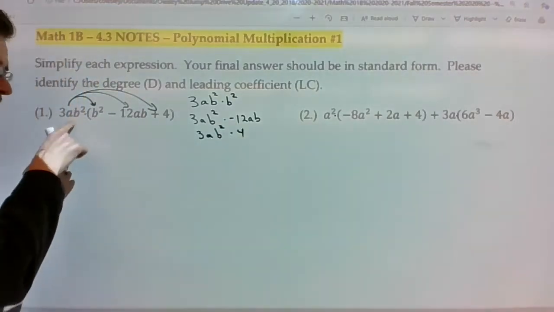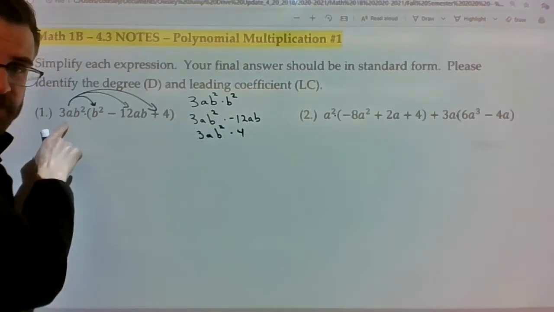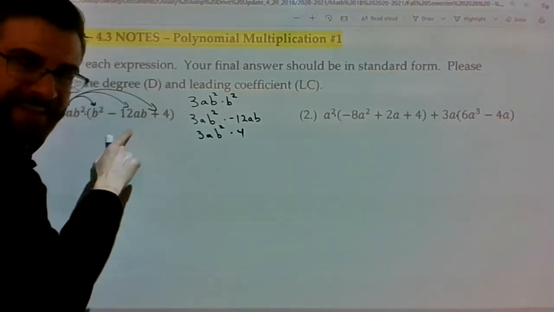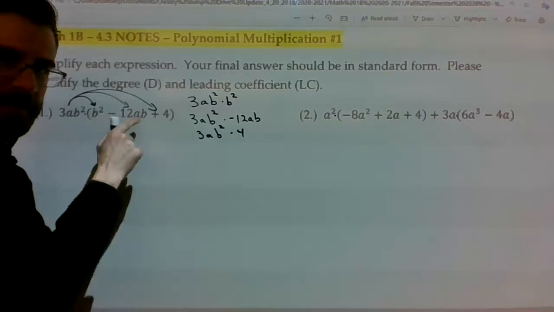So all I'm doing is employing the distributive property, which means something on the outside multiplied by multiple things inside. Take it, times everything.